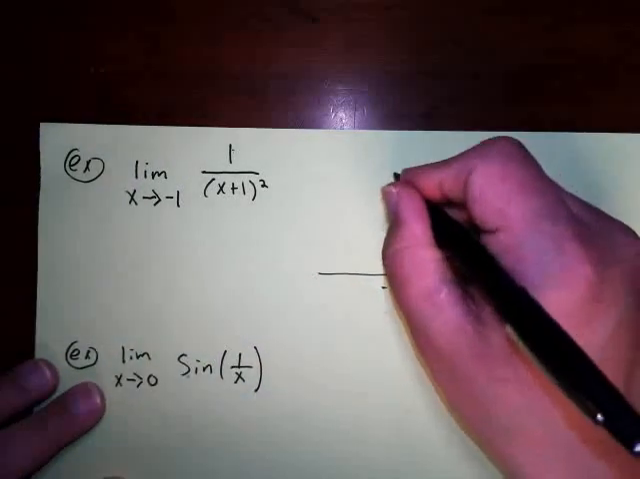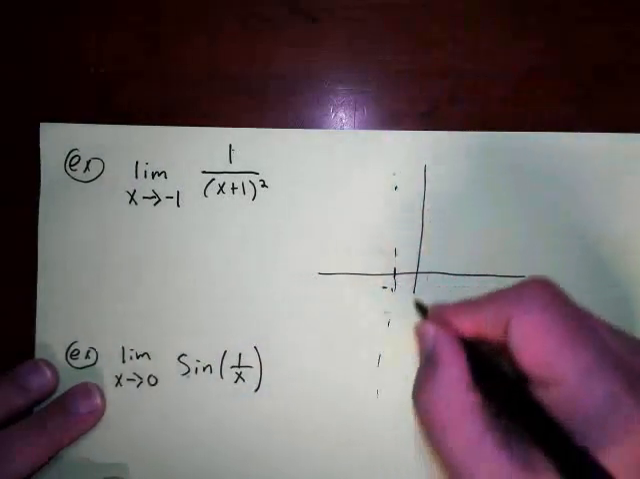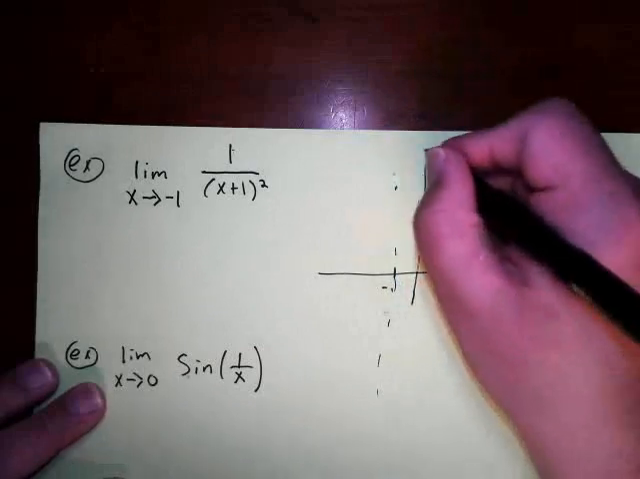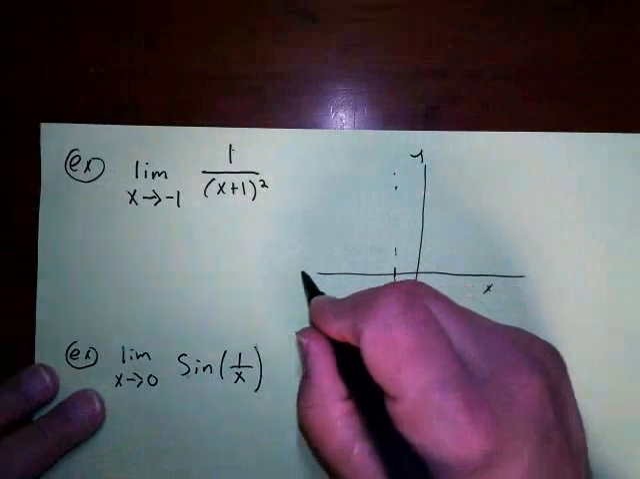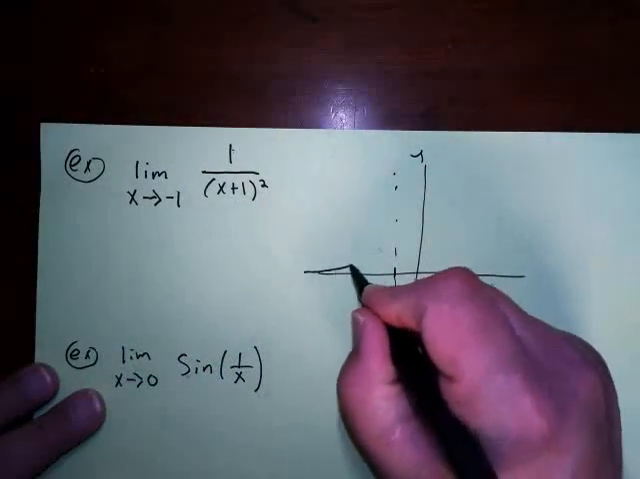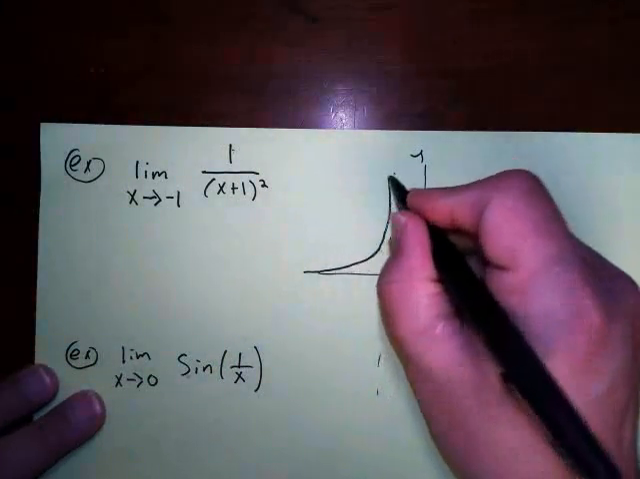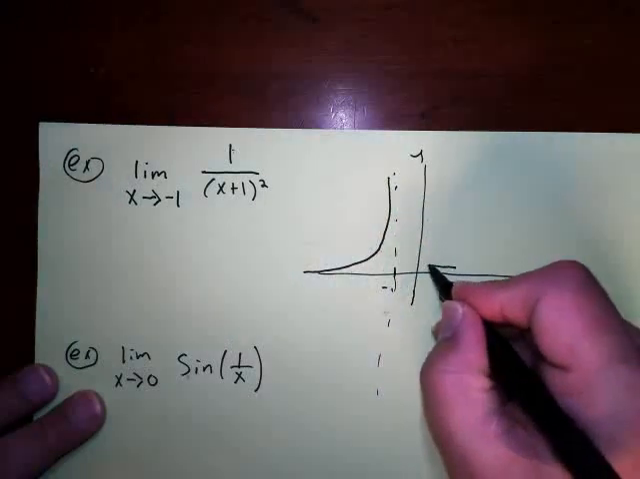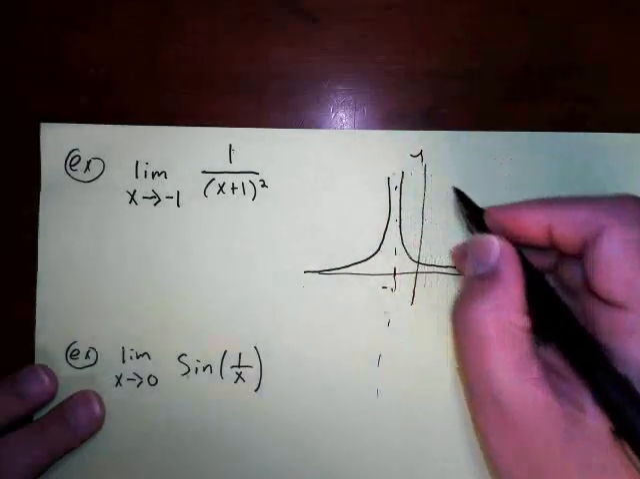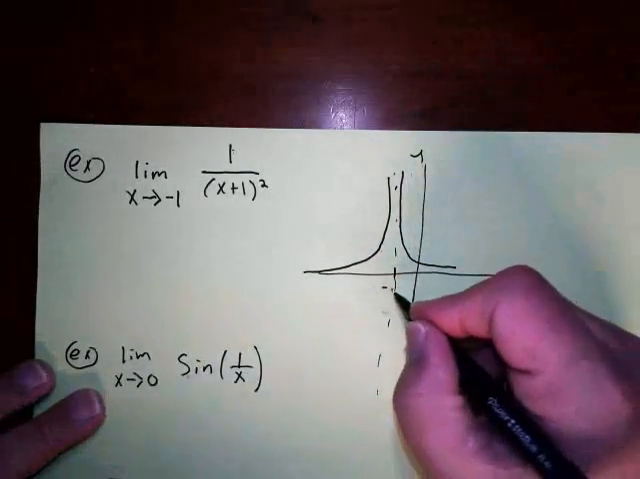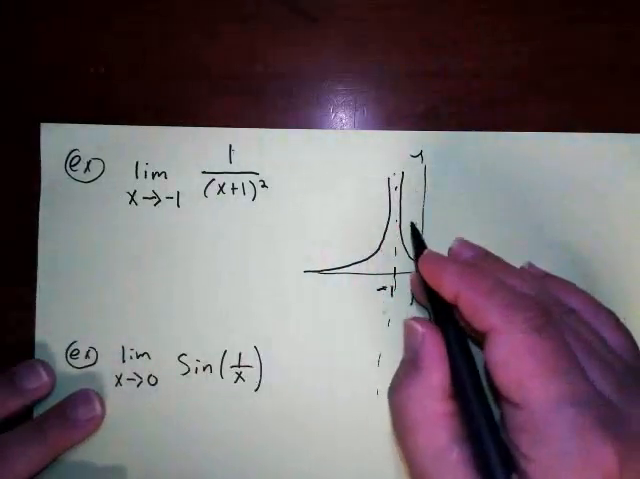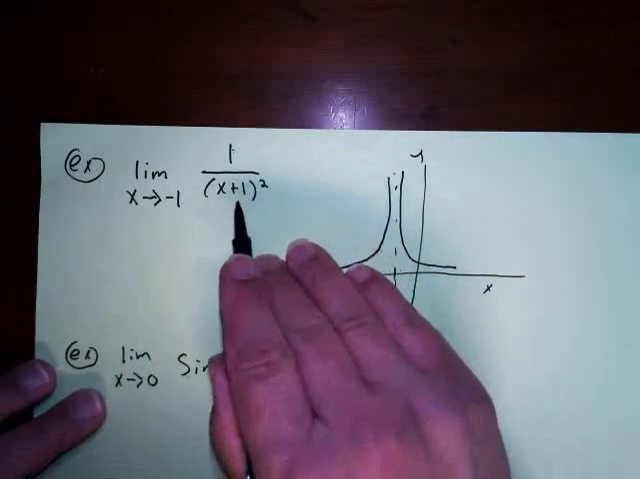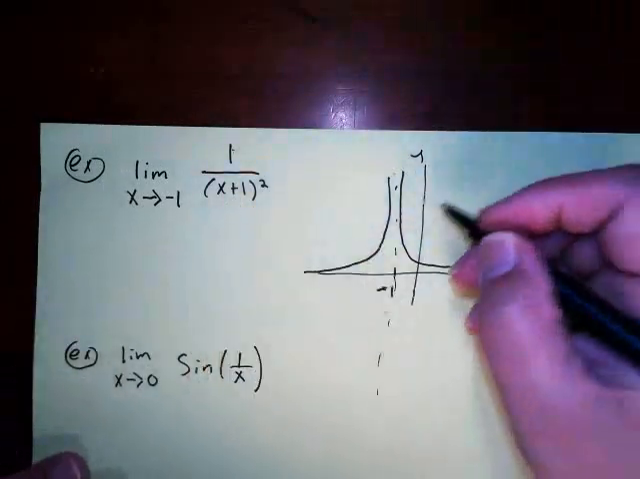Here at -1, you have this vertical asymptote, because you get a 0 in the denominator, and then it's kind of approaching this and going off into infinity, and it's doing that from both sides. Okay, so it does go off to infinity from both sides. But it's not approaching a single value, right?